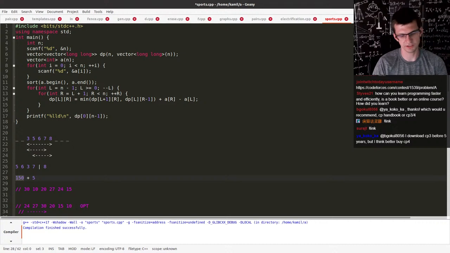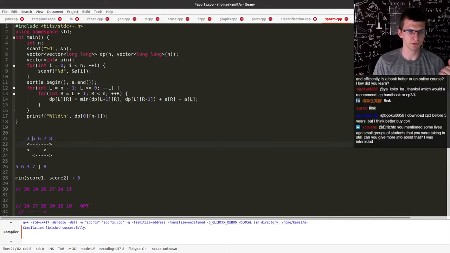And this 150 in general is the minimum out of score 1 and score 2, where score 1 is what we can get with values 3, 5, 6, 7. Score 2 is what we can get with values 5, 6, 7, 8.